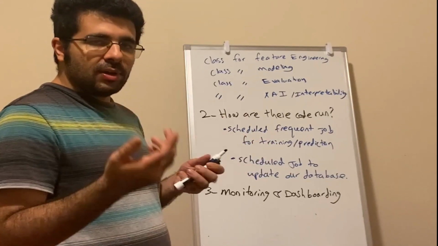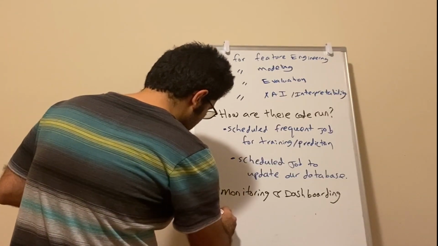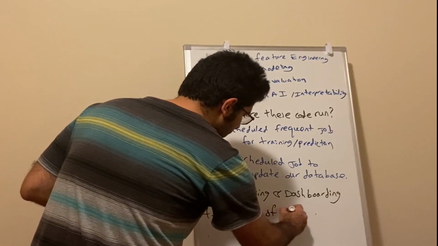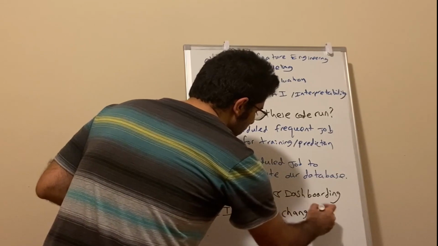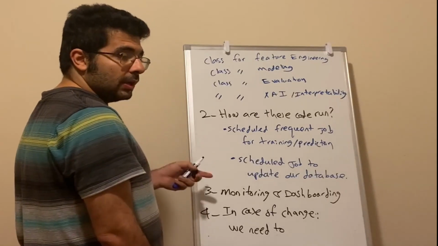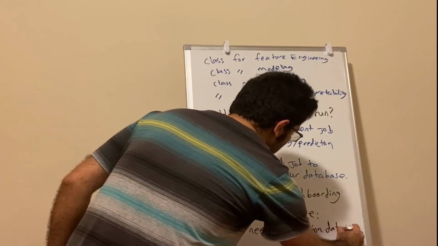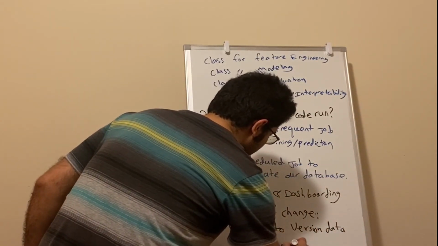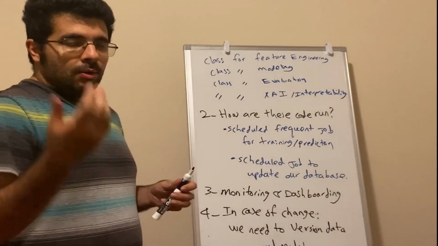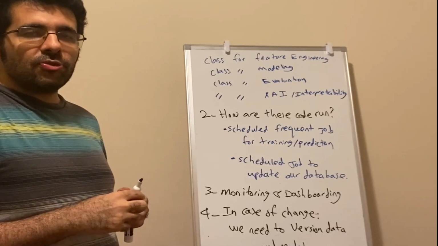Right? So once you schedule a job, the results are available in some sort of tables, dashboard. You need to be able to monitor to see if there is any data drift, if there is any change to your model. Right? Therefore, in case of change, we need to version the data and model. We monitor and realize our data has a problem, we didn't impute it. That was version 1. We started version 2, version 3 for the data.